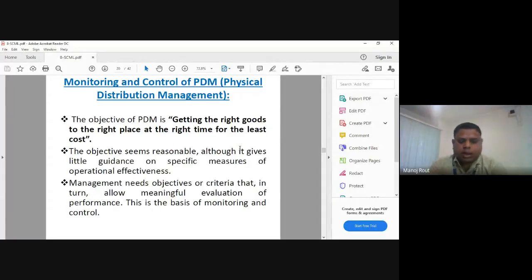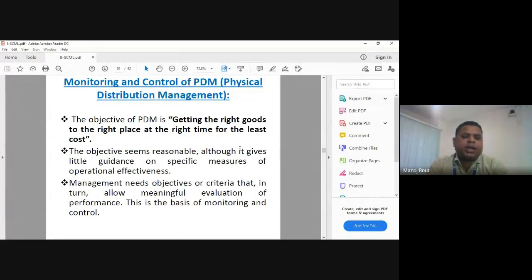Then the next content is the monitoring and controlling of physical distribution management. The most important objective of physical distribution is getting the right goods at the right place at the right time for the least cost. That is the tagline of physical distribution management. The objective seems reasonable, although it gives little guidance on specific measures of operational effectiveness. That is why the senior management must also communicate with the middle level and the worker level. They are also directly involved in manufacturing activities to provide a smooth and efficient physical distribution.